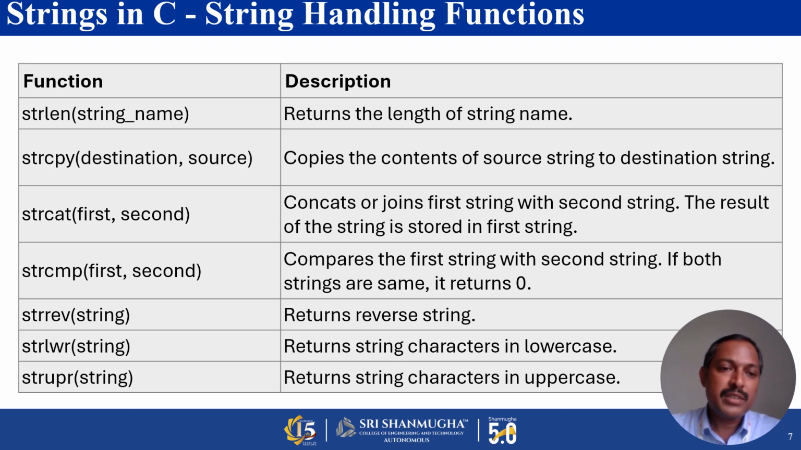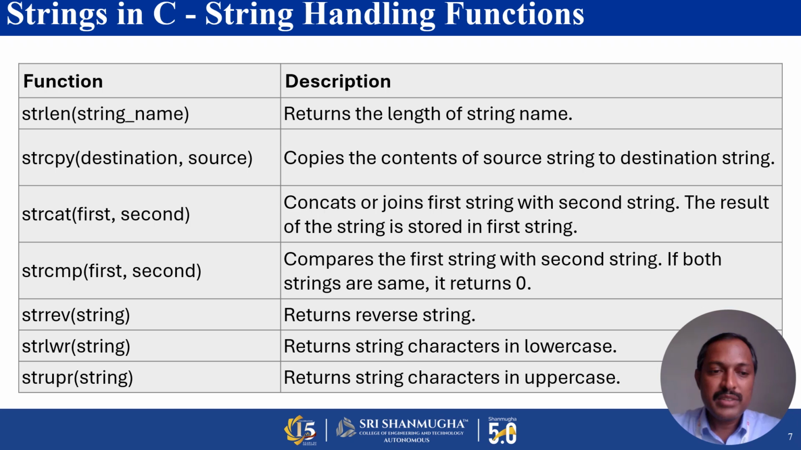Here, the content present in the source string variable is copied into the destination. Next, where the copy starts from, so the 0th index. Next, strcat, first comma second. The second string is going to be added at the end of the first string. So this is the way strcat will work.